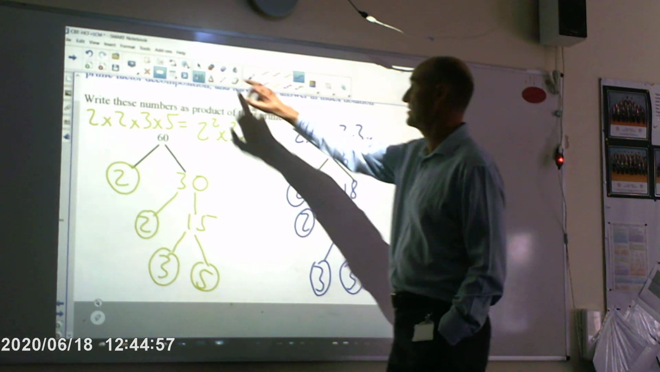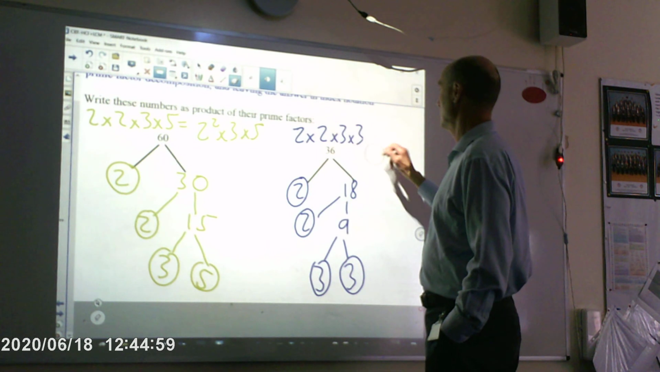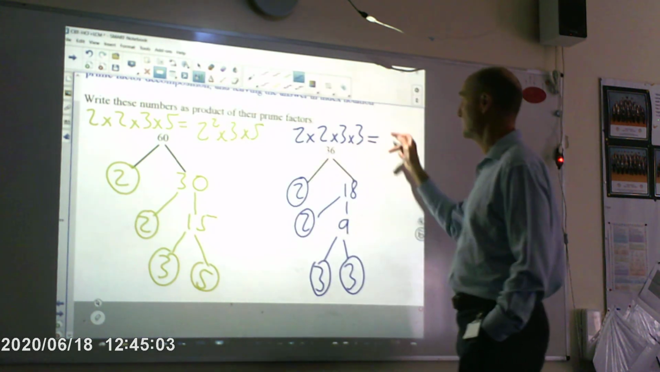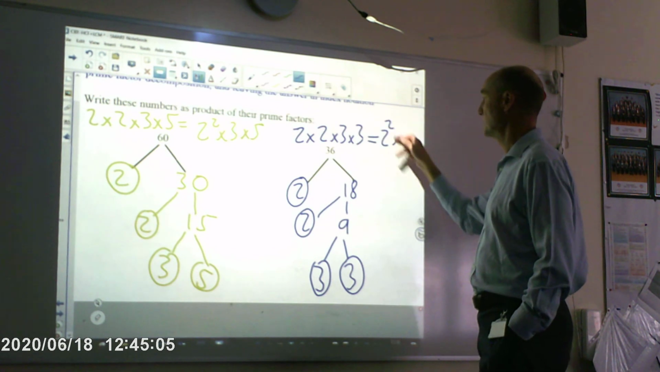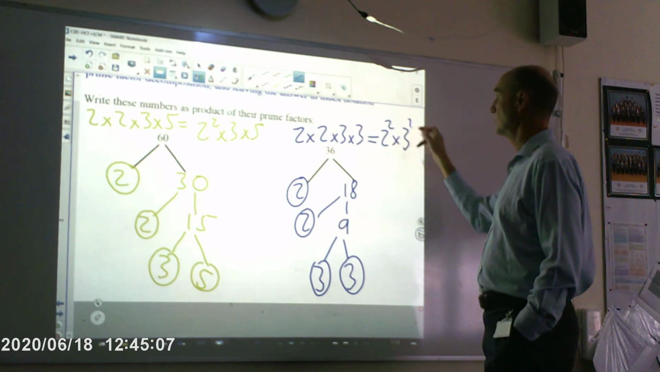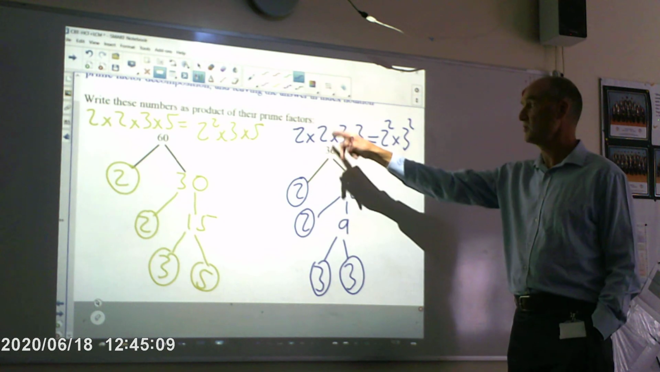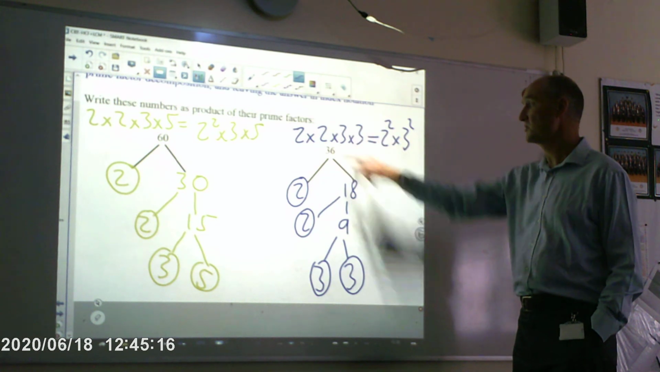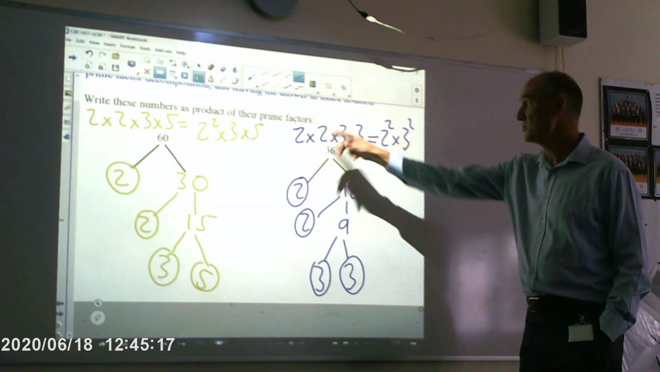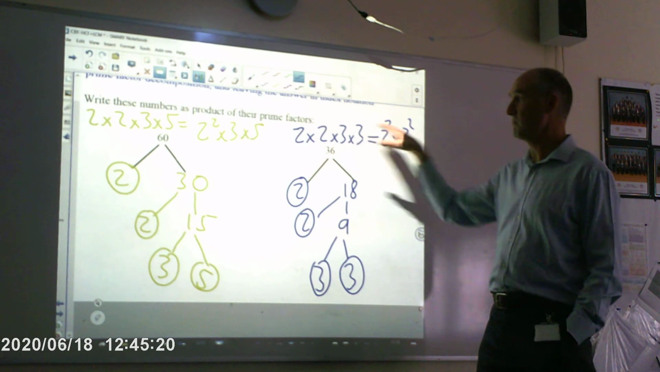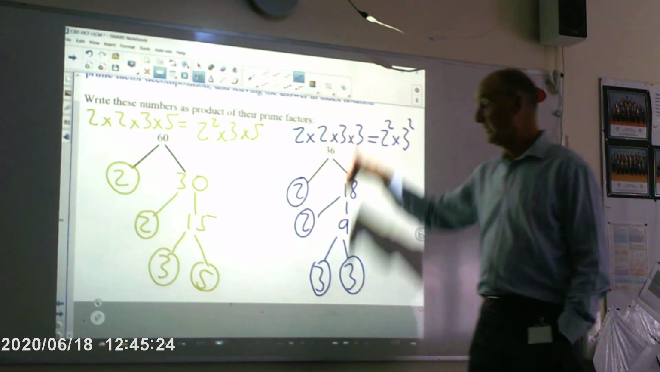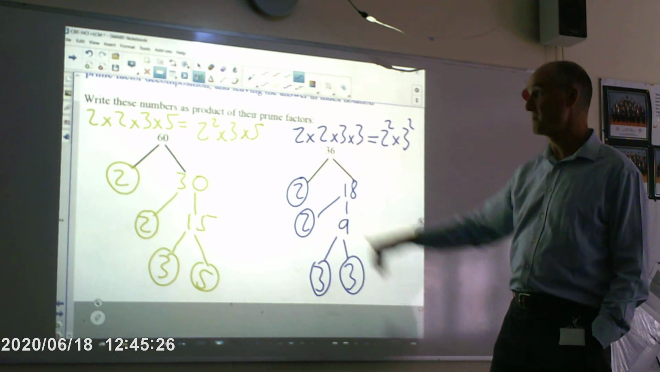Could be written as 2 squared times 3 squared. 2 times 2 is 4, 4 times 3 is 12, 12 times 3 takes us back to our 36. Those are our prime factors. Two different ways of writing them, but those are our prime factors. We've broken those numbers down into their prime factors.